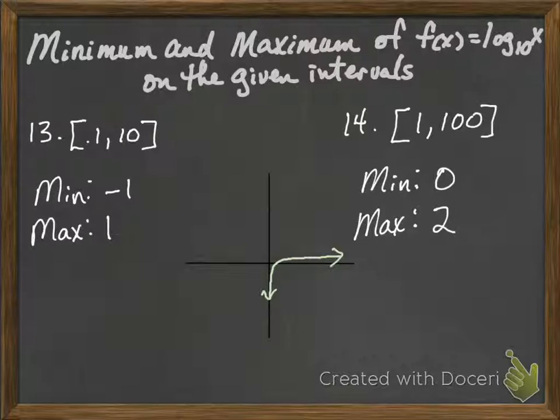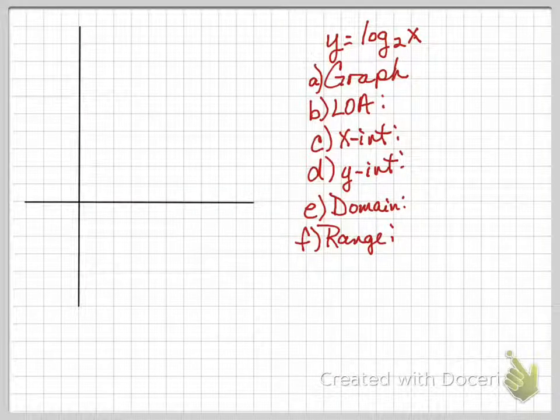I hope I didn't just completely confuse you. I was writing it as the exponents, and you didn't need to. You just have to write the y, which is the exponent, but you don't have to write the base with it. So, again, number 13, 0.1 gives me a minimum of negative 1. 10 gives me a maximum of 1. On 14, 1 gives me a minimum of 0, and 100 gives me a maximum of 2. Sorry about that again.